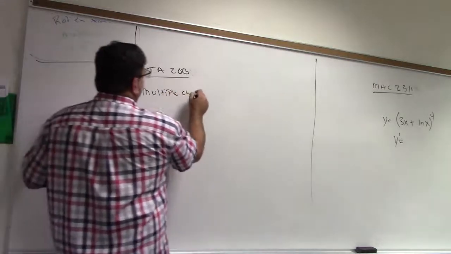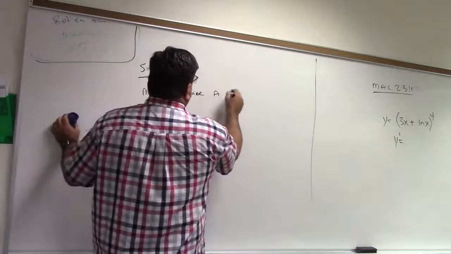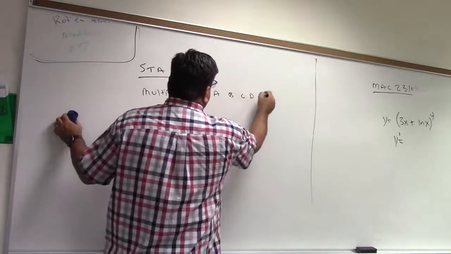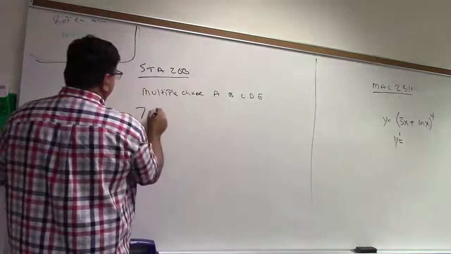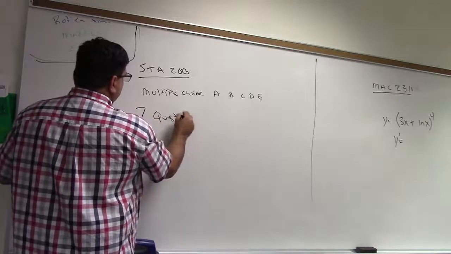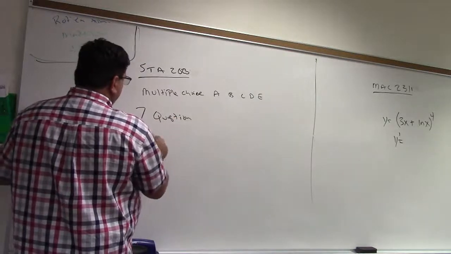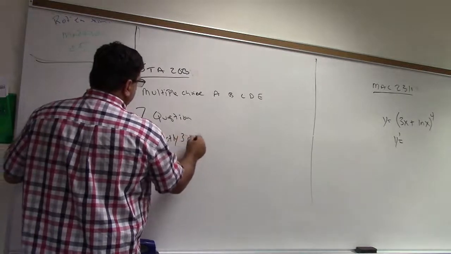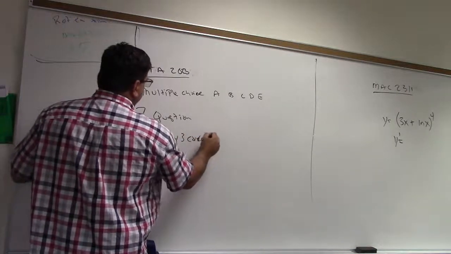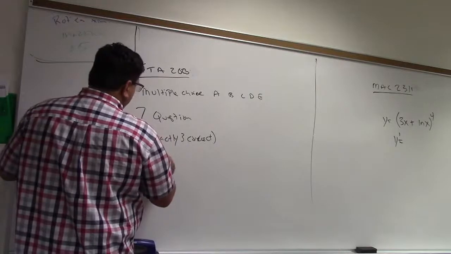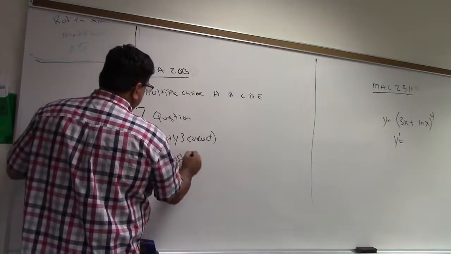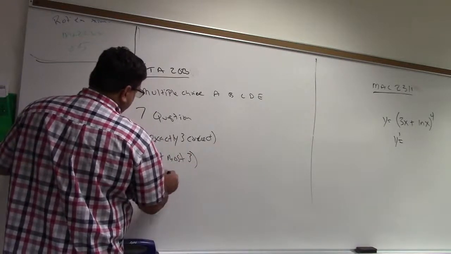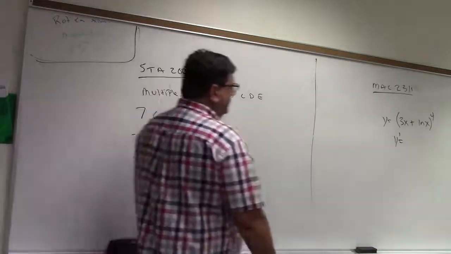A, B, C, D, E are your choices. We got 7 questions. It's only these two. What's the probability we get exactly 3 correct? This section is below here, this part. What's the probability we get at most 3? What's the mean? What's the standard deviation?